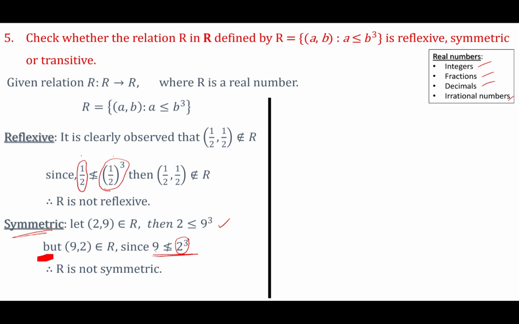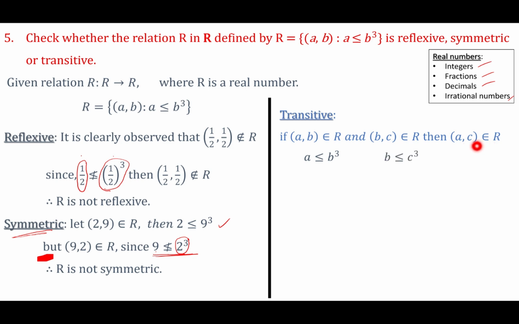Now, transitive. We know the transitive: if (A, B) belongs to R and (B, C) belongs to R, then (A, C) must belong to R. Now, if I say (A, B) belongs to R, which means A is less than or equal to B cubed, according to the relation. This is what I'm going to write. And (B, C) belongs to R, which means B is less than or equal to C cubed.